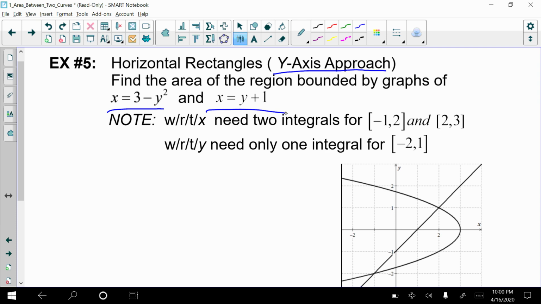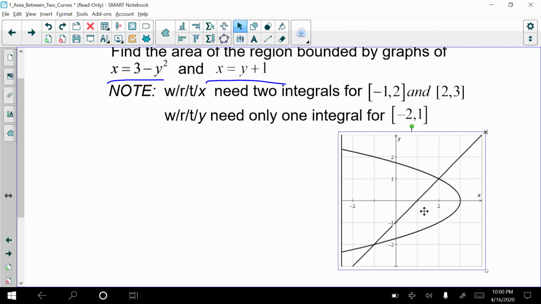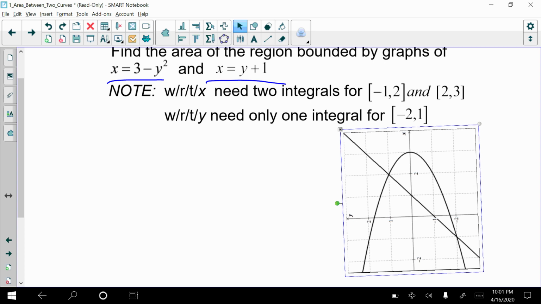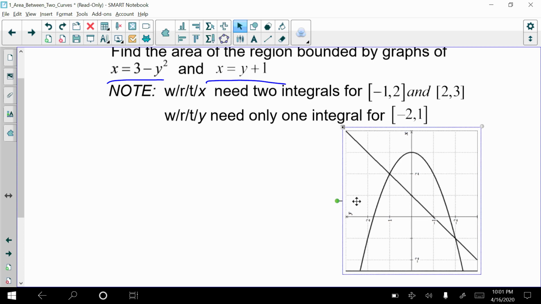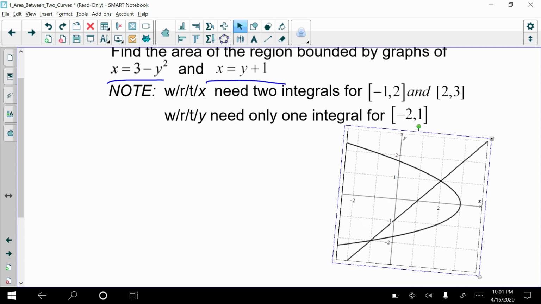So here, with the functions that we have, the way that I know I'm going to subtract one from the other is, let's take something like this and imagine that it was written or graphed in terms of x. Well, we can see that the parabola piece is above the linear piece for the region that we're going to wind up looking for. So I'm going to subtract the linear piece from the parabolic piece.